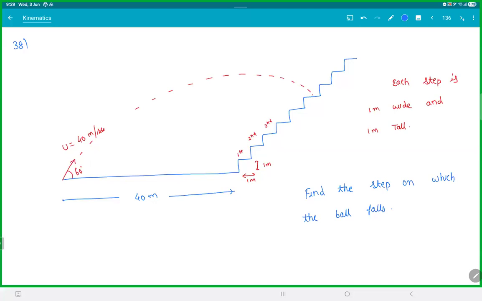So this will go and fall on some step. And I think definitely the range is greater than 40 meters, so it will definitely go and hit some step. On which step will you fall? You can't use the range formula. Why? The range formula is valid when you come back to the ground. You're not coming back to the same level.